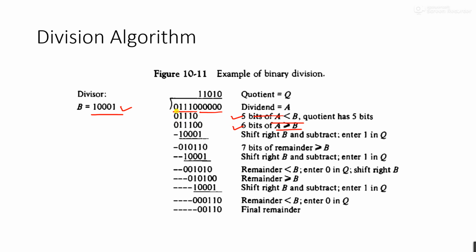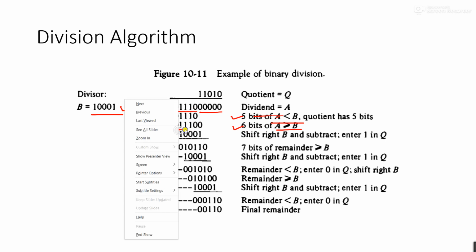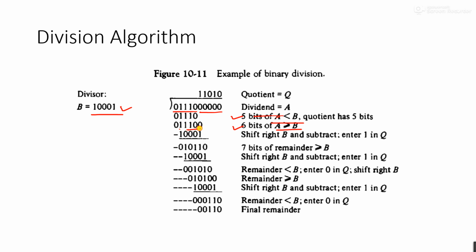So I check whether A is less than B. If so, I just append a 0 from above, and shift my division to the next digits. Now my A is greater than B, so I can do the division. Because division is possible here, I will put 1 in the quotient, and then subtract B from A, and I will get this number.